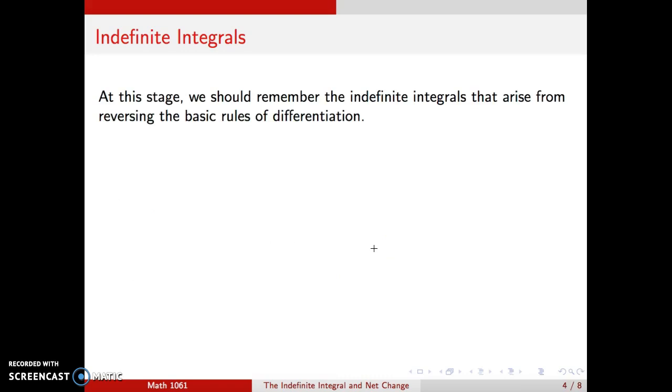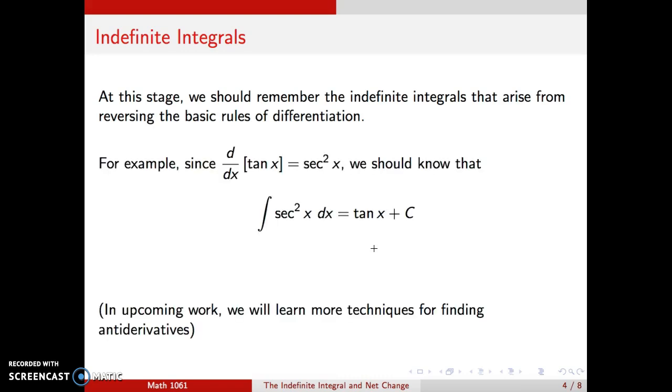So far, all the rules that we have for indefinite integrals are exactly the same rules we had for finding antiderivatives. They arise from reversing the differentiation process, the reversals of the rules that we know with derivatives. For example, we know that the derivative of tangent is secant squared, and so the indefinite integral of secant squared is tangent. It's very limited so far. Soon enough, I'll cover more techniques for finding these, but right now we're very limited with what we can do.